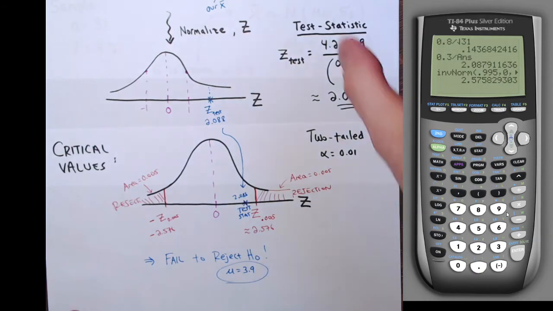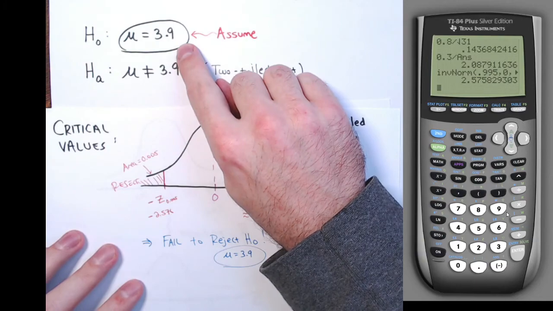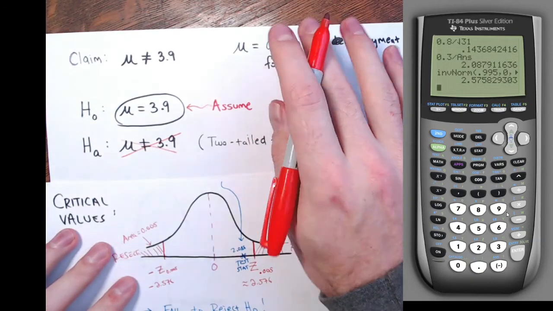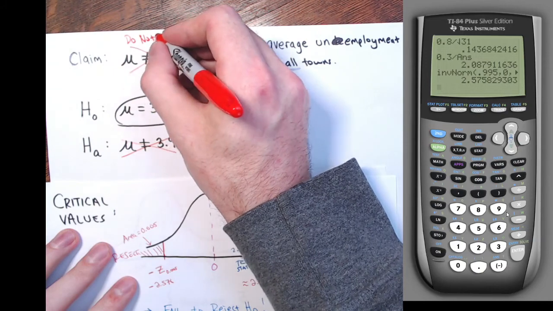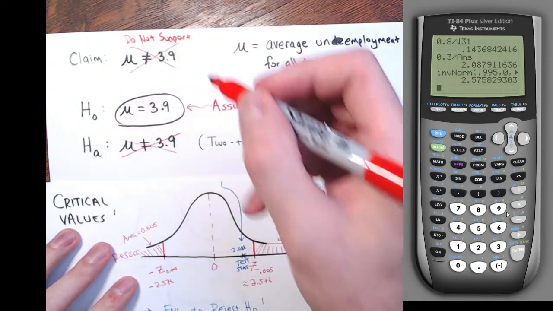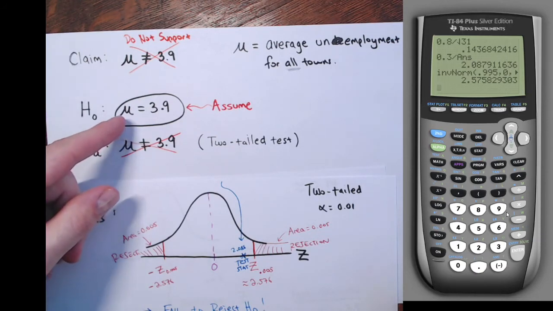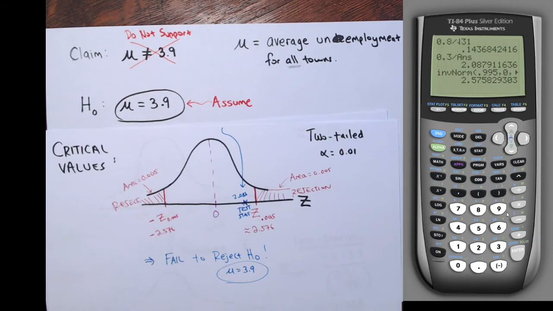That means, now if we're not rejecting the null, that means we're rejecting the alternate, right? And the alternate was the claim. So we do not support the claim. All right, so I would not support this claim that the mean is not 3.9. I would support the fact that it probably is 3.9, or at least I can say with reasonable certainty that assuming that the mean is 3.9 is okay. All right, so that was a full hypothesis test.